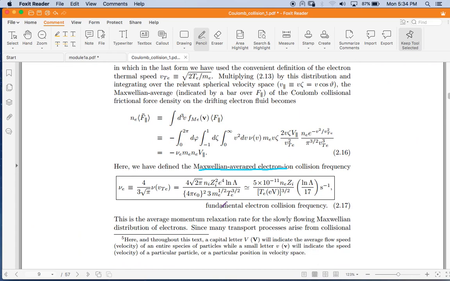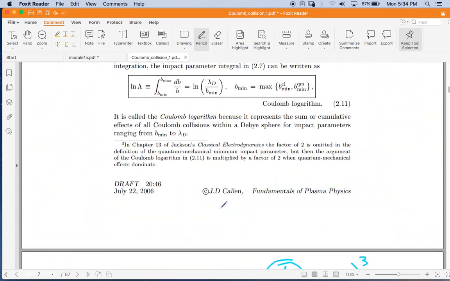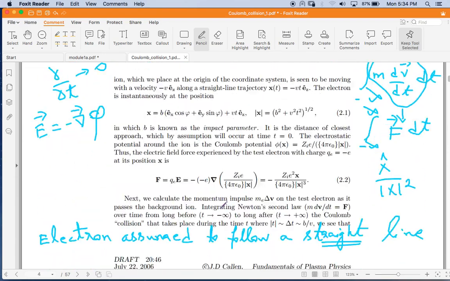And from the collision frequency, you can calculate a mean free path. Given a typical speed, you can always calculate a mean free path. A frequency is simply a time scale, so given a speed and a time scale, you can calculate a mean free path. And so this is how you get a mean free path for an electron passing through a background of ions, what we discussed in the very beginning.